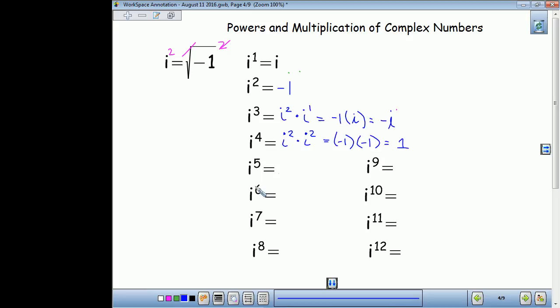How would you like to break up i to the 5th? i to the 1st times i to the 4th. Well, i to the 4th is 1, so it's i times 1, which is just i. Okay?